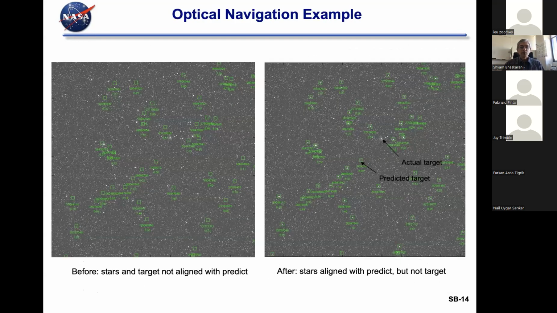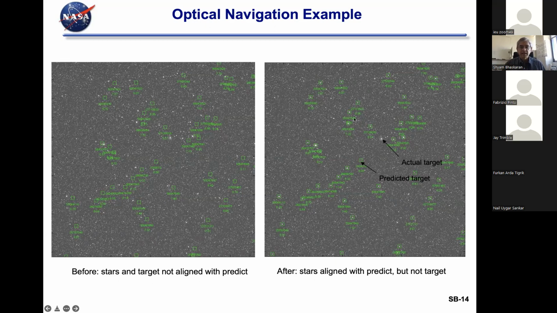So as I said before, this is an example of an optical data type. You take a picture of the stars and the target body. Here, the target is actually a little spot over here. It looks exactly like a star. This is what's called an unresolved body, because it's so far away it's like a point source. And here are all the predicted locations of all the stars. Now, because the spacecraft attitude is not exactly where we thought it was, the picture is not quite where we thought we were taking it.